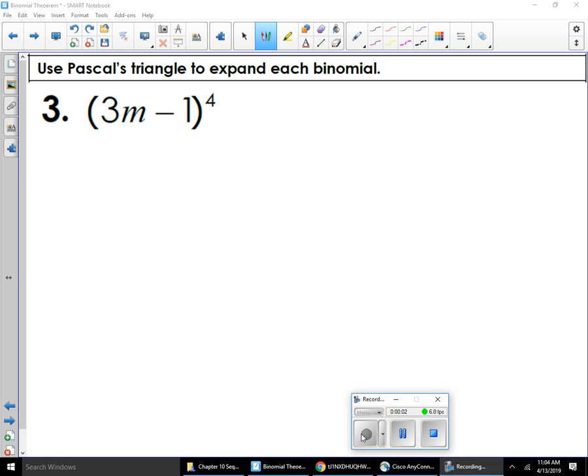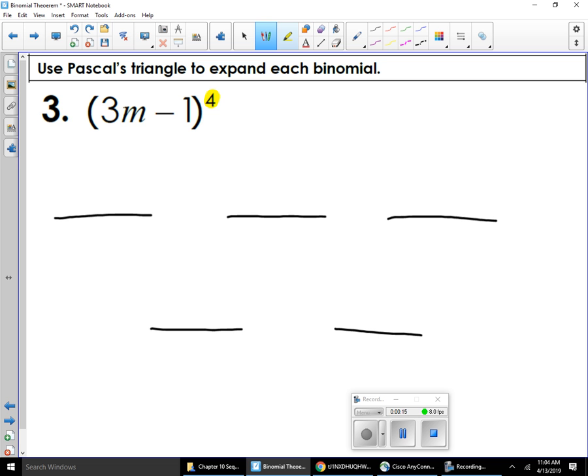All right, doing it again. Much smaller exponent this time, so that's nice. Because we're raising this thing to the fourth power, we're going to have 5 terms. Sure, that'll be fun.